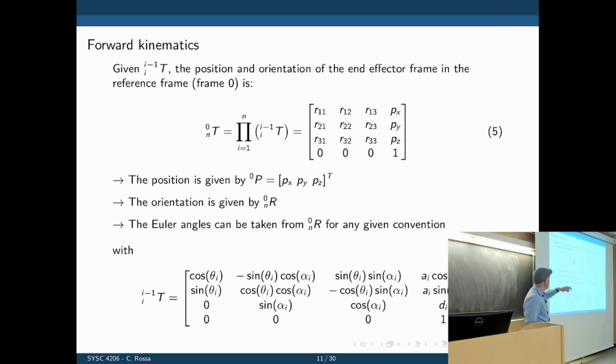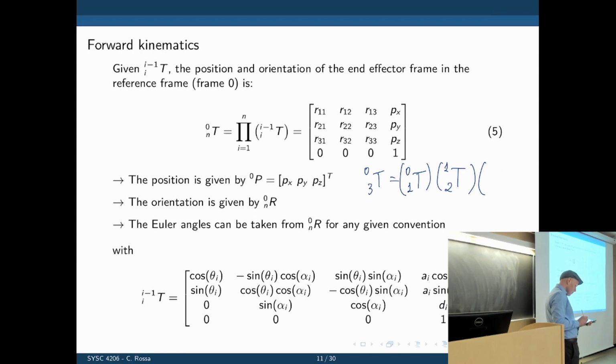Yeah? So for this robot here, we had 3 frames, n equals 3. So the result would be T from 3 to 0 equals, when i is 1, we have T from 1 to 0 times T from 2 to 1 times T from 3 to 2. And now we multiply everybody there, and the job is done.